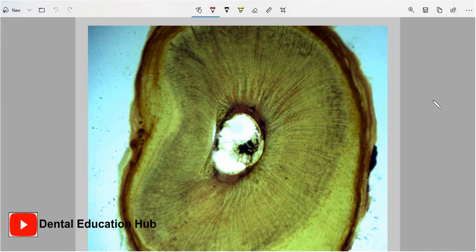In this video, I'll explain the ground section of the root of a tooth. So please watch this video till the end.